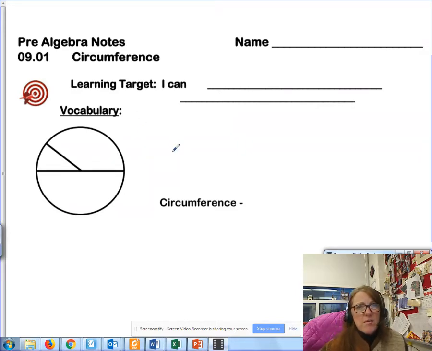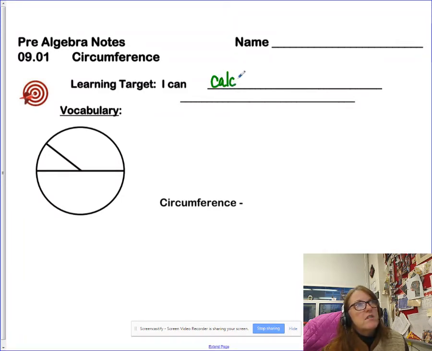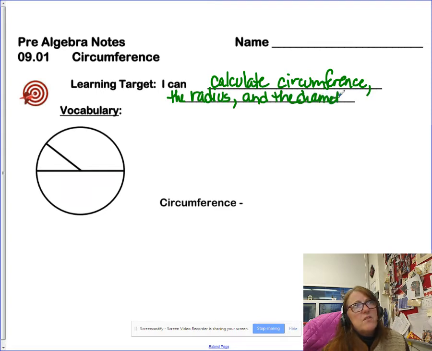Today's learning target is going to be all about calculating circumference. So our learning target, I want you to write along here with me. I can calculate circumference. Calculate. We got a lot of C words today. Can calculate circumference, then put a comma. Circumference and the radius, and the diameter of a circle. I can't fit that all on there. Of a circle. Okie dokie.